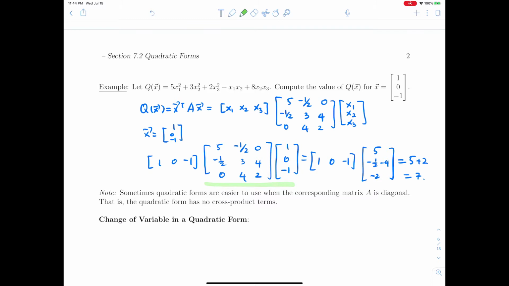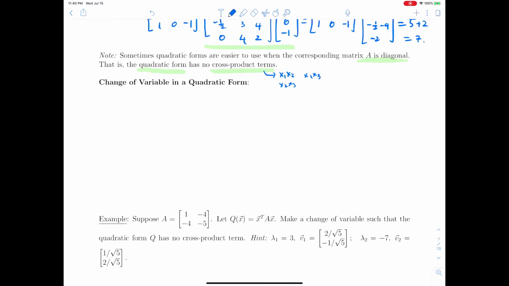So you can see from the examples that quadratic forms are easier to use when the corresponding matrix A is diagonal, or in other words, the quadratic form has no cross product terms. Then you might want to ask whether there is a way to make quadratic forms having cross product terms easier. Basically we can achieve that by doing the change of variable method. So what we are going to do is replace the vector x with some other vector y, given by Py equals x, for P an invertible matrix.